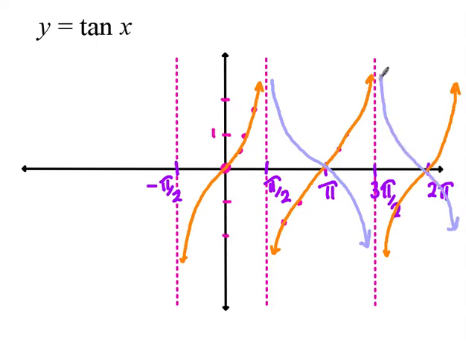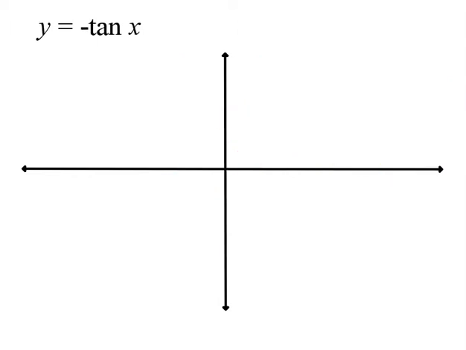So that's what the negative does. That should make sense because basically what you're doing is you're negating all of these values. So when it was positive 0.57 or whatever, it's going to be negative 0.57. Okay, so that's what the negative tangent is going to look like.